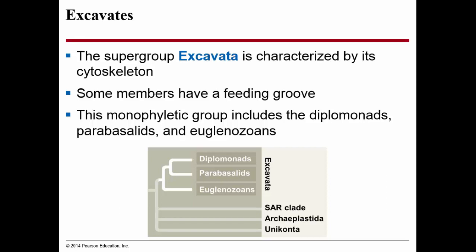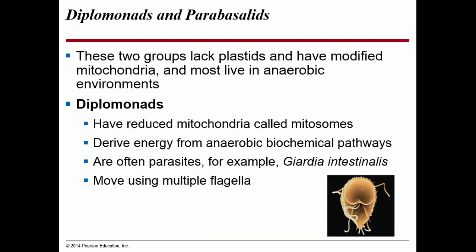So scientists generally agree that the group excavata is monophyletic, and it contains three other groups: the diplomonads, the parabasalids, and the euglenozoans. Okay, the diplomonads and the parabasalids are groups that lack plastids and have very small or very reduced mitochondria. So as you might expect, most live in anaerobic environments.